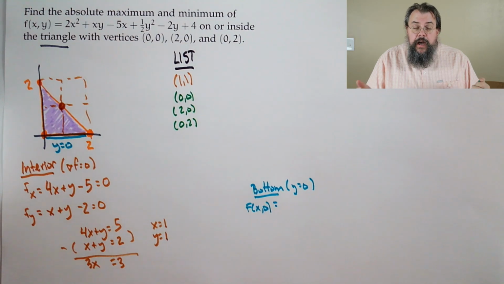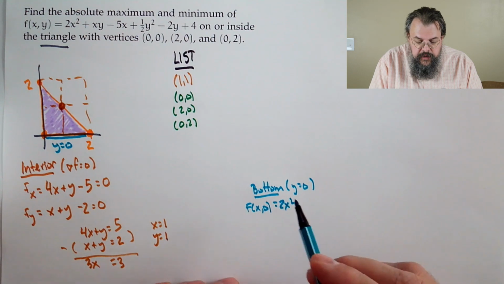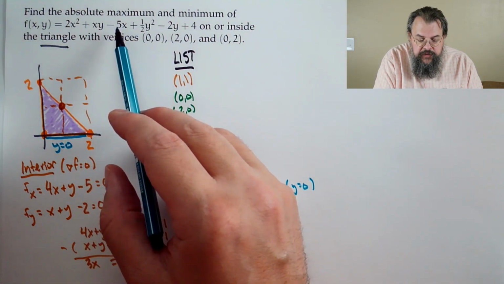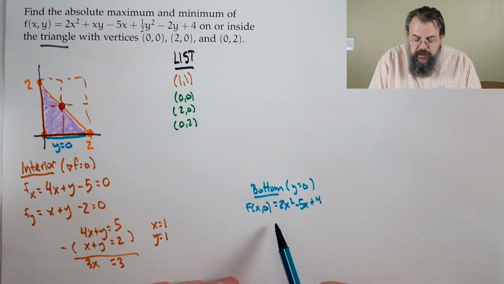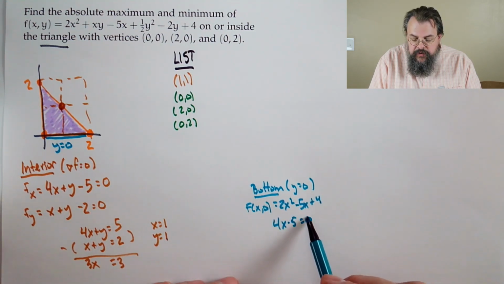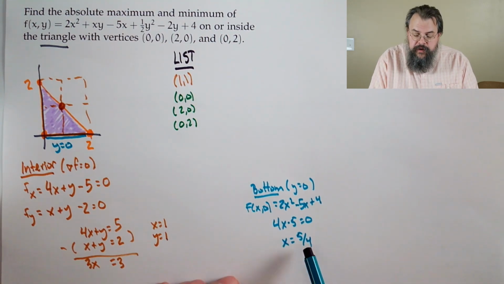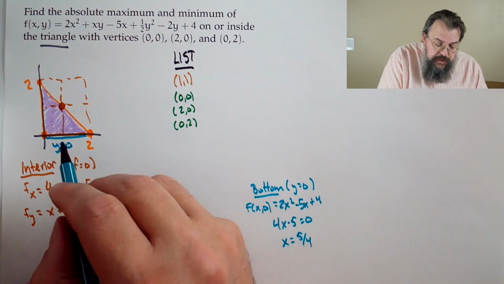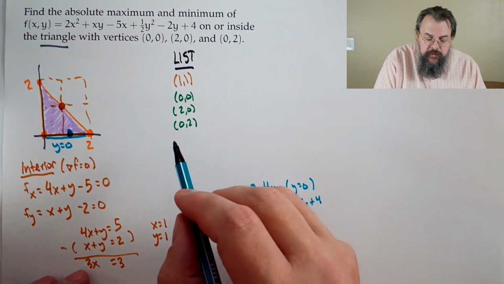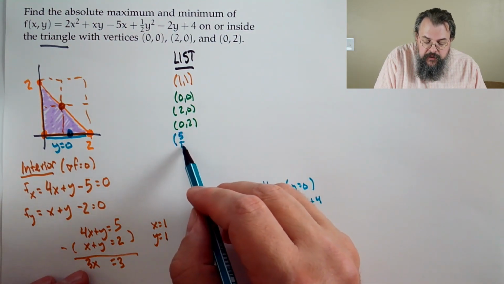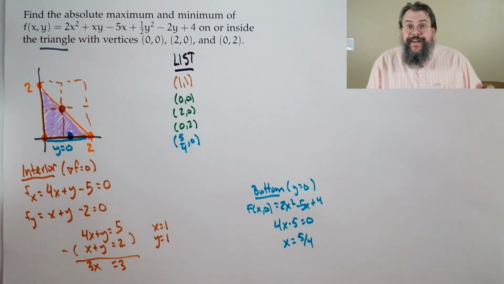Anything with a y goes away. So there's a 2x squared, then a minus 5x, and then a plus 4. Take the derivative: 4x minus 5 equals 0. x equals 5/4. So this would lead to the point (5/4, 0), which would be right around here. That's in our domain. It makes the list. Okay, (5/4, 0).